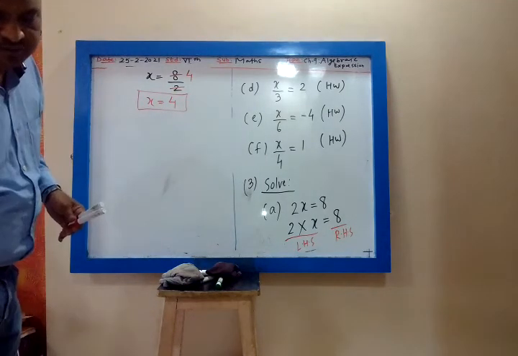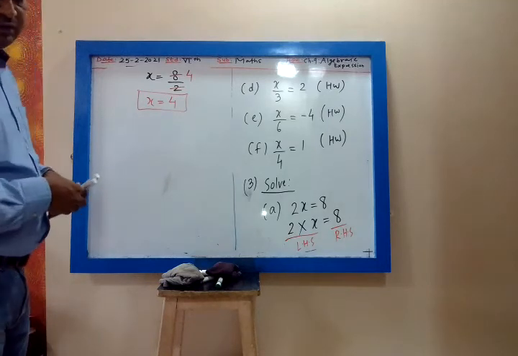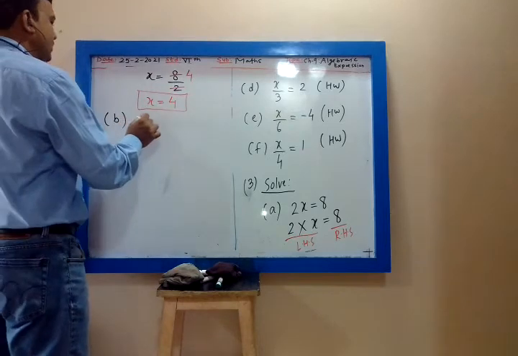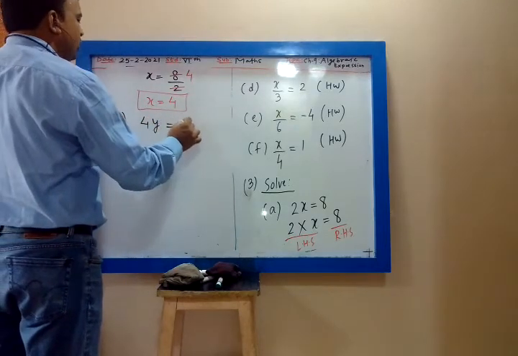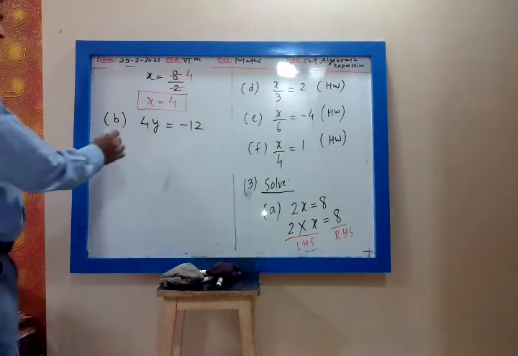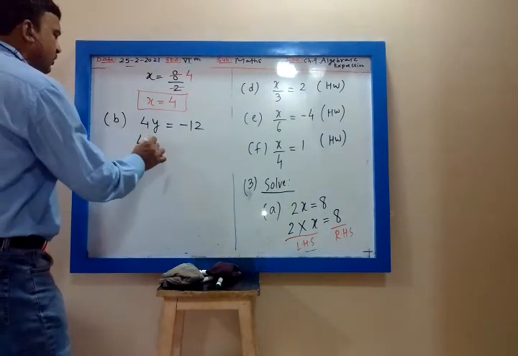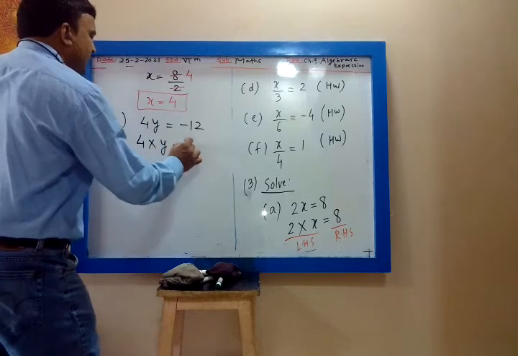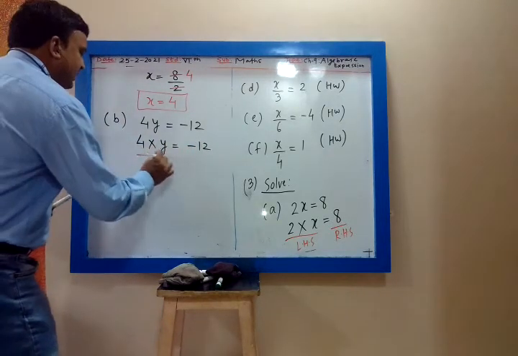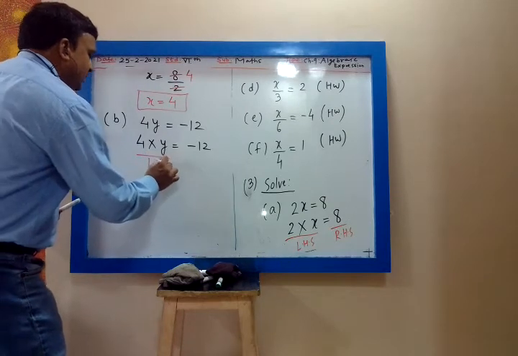Now do it next. 4y is equal to minus 12. What do you mean by 4y? 4 into y. 4 into y is equal to minus 12. Now this is my left hand side and this is my right hand side.